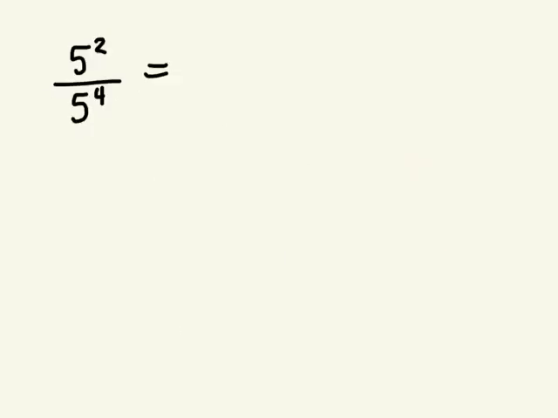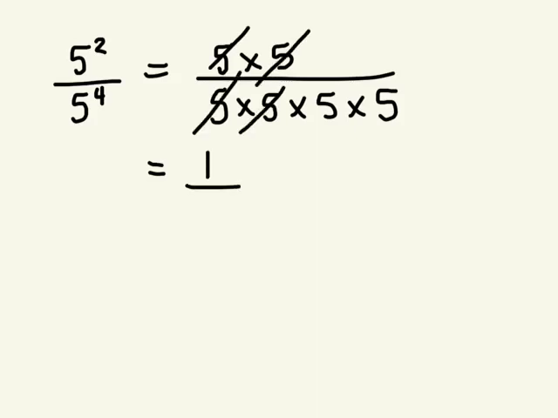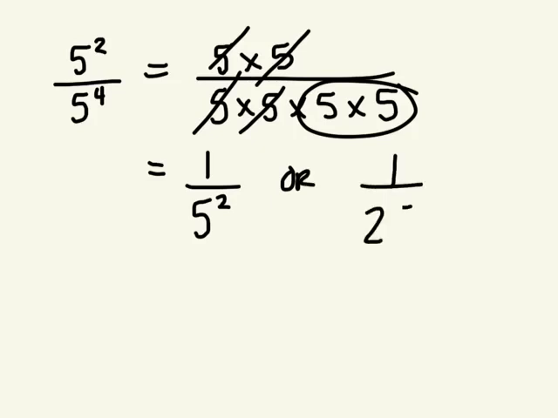5 squared means 5 times 5, and then this would be 5 times 5 times 5 times 5. What am I left with? 1 over, what's 5 times 5? 25, or I can write 5 squared, or 1 over 25, right?